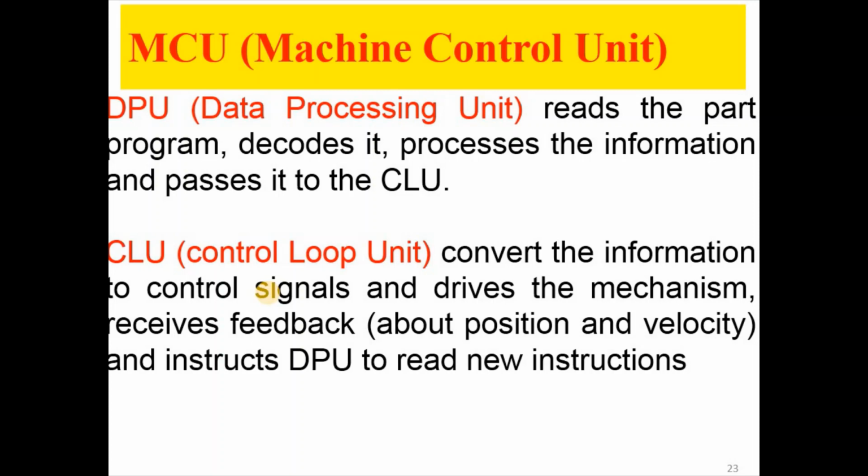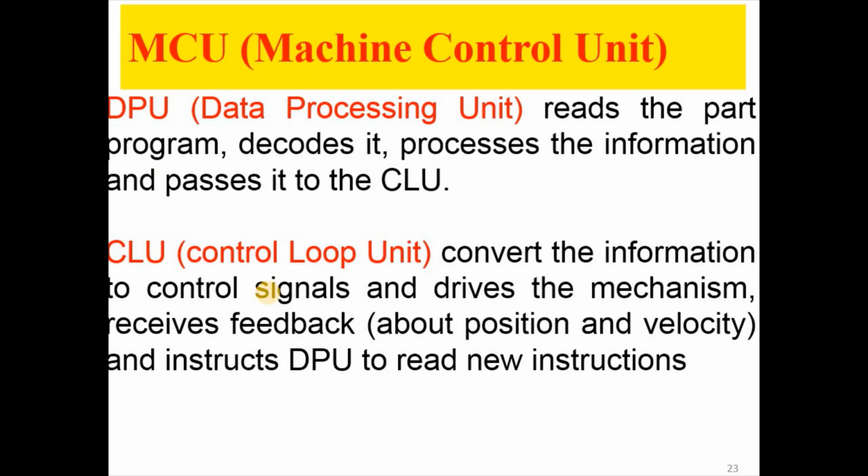Okay, so whatever the coded instruction given, the first function of the DPU is to read that code, decode that code instruction, process the information, and pass it to the control loop unit. Once that instruction comes to the CLU, it converts into control signals, and that signal is driven to the mechanism. That means for G01 X20 Y20, once the MCU receives that signal, it gives it to the spindle, and the spindle moves in linear interpolation along X20 Y20 like this.